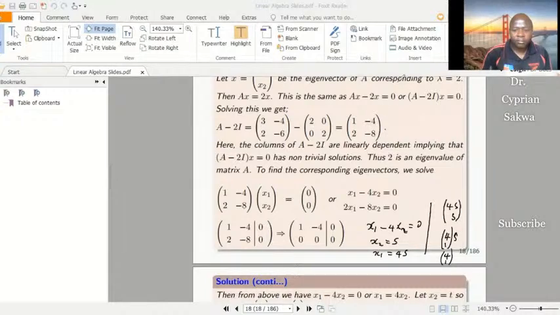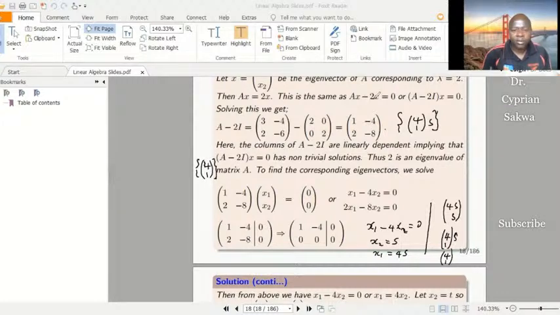Now, what is the question? The question is, find the basis of the eigenspace. So you know the eigenspace is the set of all the eigenvectors. But a basis will be this set. The set comprising of 4 is the basis.